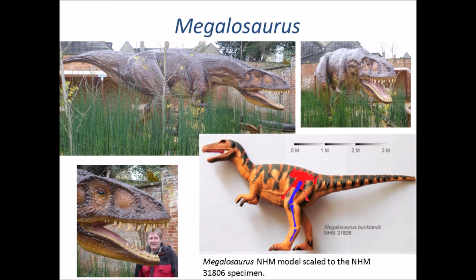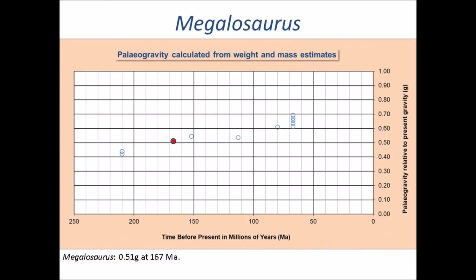One well-known British dinosaur is Megalosaurus. This particular reconstruction is in Oxford in the UK. The British Museum also supplies scale models of Megalosaurus, which can be used to estimate mass. Megalosaurus produced a paleogravity estimate of 0.551g at around about 167 million years ago.